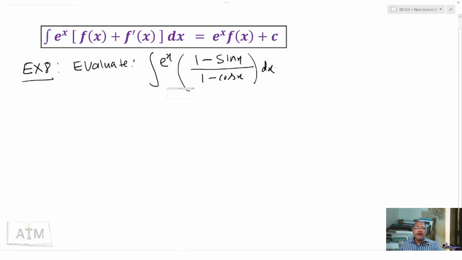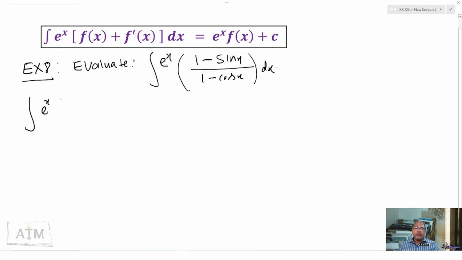Here is the example 8. Evaluate integration of e raised to x (1 minus sin x upon 1 minus cos x) with respect to x. Before we start using this formula, we need to create f of x and f dash x. That means we need to simplify the bracket.